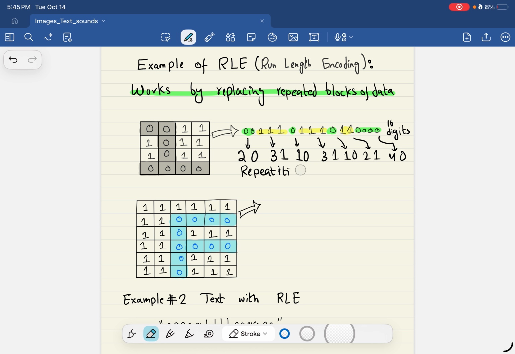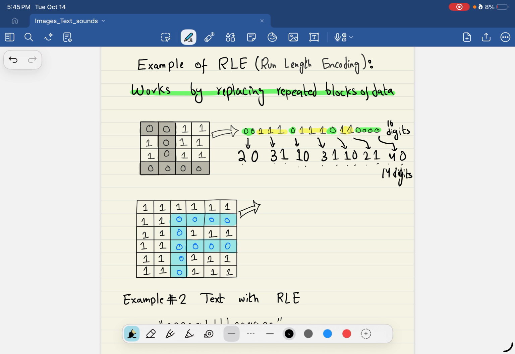Now if you count the number of digits, it is going to be 1 2 3 4 5 6 7 8 9 10 11 12 13 14. So there's a total of 14 digits now being used to represent the same image.